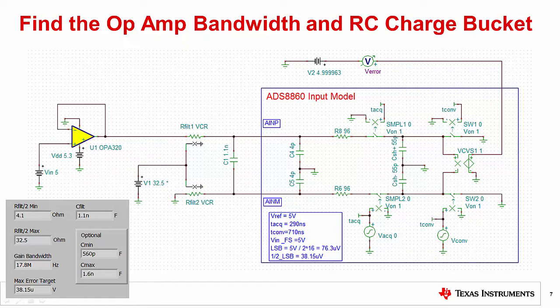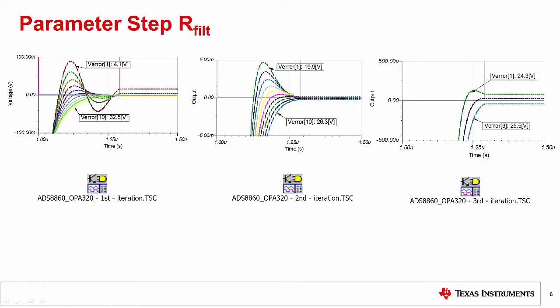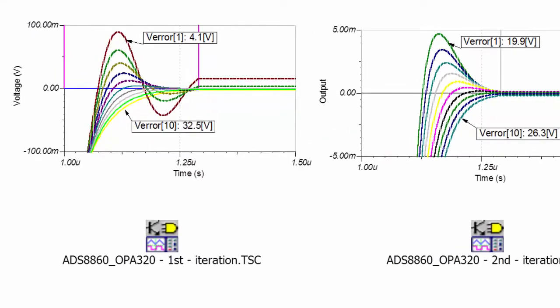The objective of the parameter stepping will be to get an error signal that is less than 1/2 LSB at the end of the acquisition cycle. In this example, 1/2 LSB is 38.15 microvolts. Let's look at the simulation results. Here we see 3 different iterations of the parameter stepping for this example. In the first iteration, we sweep the resistor according to the range from the Analog Engineer's calculator. That is, we sweep the resistance from 4.1 ohms to 32.5 ohms.